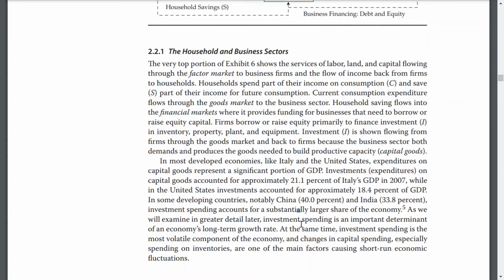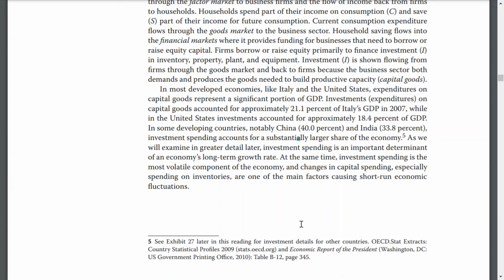In most developed economies like Italy and the United States, expenditure on capital goods represents a significant portion of GDP. Investment expenditure on capital goods accounted for approximately 21.1% of Italy's GDP in 2007, while United States investment accounted for approximately 18.4% of GDP. In some developing countries, notably China at 40% and India at 33.8%, investment spending accounts for a substantially larger share of the economy.